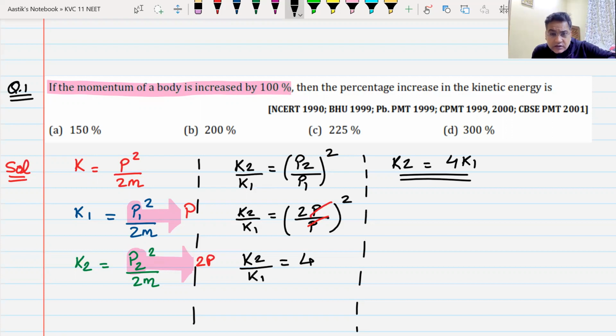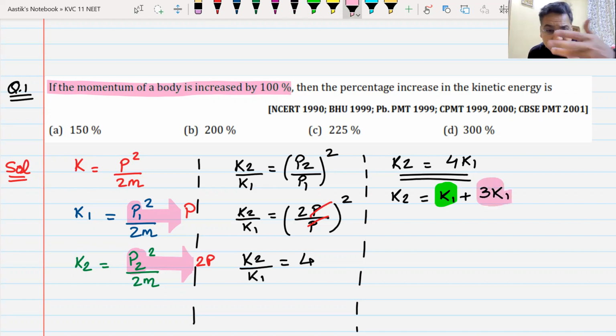Now the question is, how many percentage it has increased? Your final kinetic energy becomes 4 times its original value. By how much percentage it has increased? So you can write it as K2 will be equal to K1 plus 3 times of K1. The initial kinetic energy is K1 and now it becomes 4 times K1. That means you will have to add 3K more. Therefore, the percentage change is 300%.